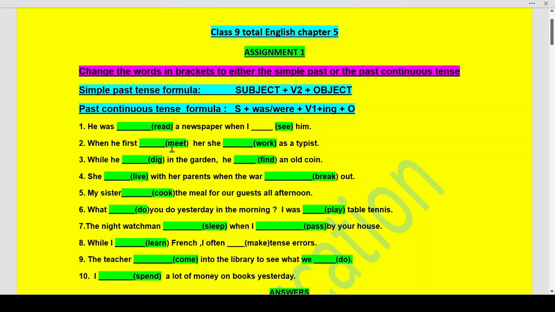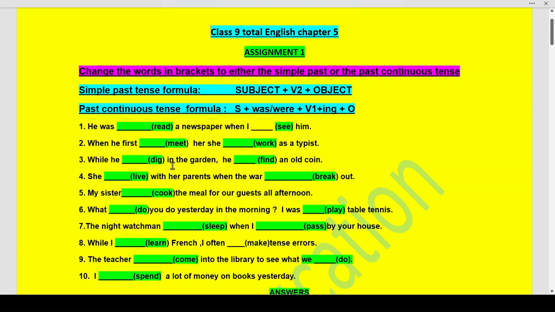these questions. When he first met her, she dash worked as a typist. When he first met her, he is the subject, met is V2 form of the verb meet and her is the object. She worked as a typist. She was working as a typist. This is in past continuous tense where she is the subject, was working, be plus working plus ing becomes past continuous. Wherever ing is added, it is understood to be in continuous tense. So she was working as a typist. When he first met her, she was working as a typist.